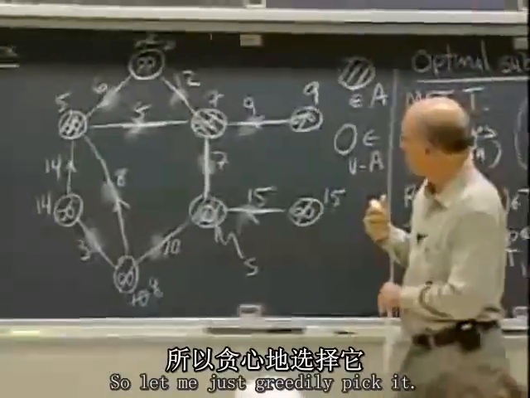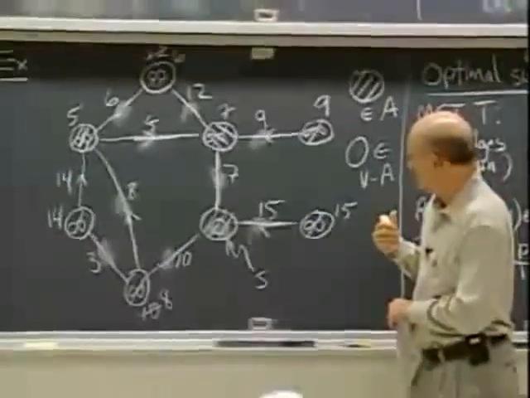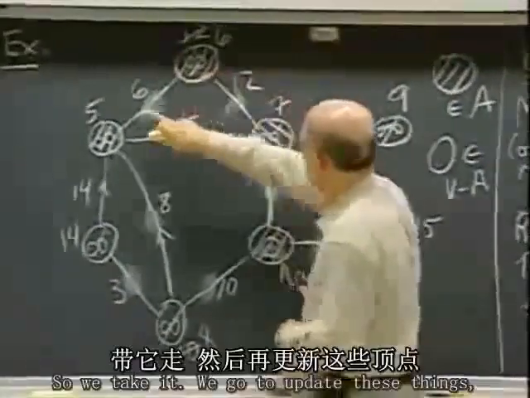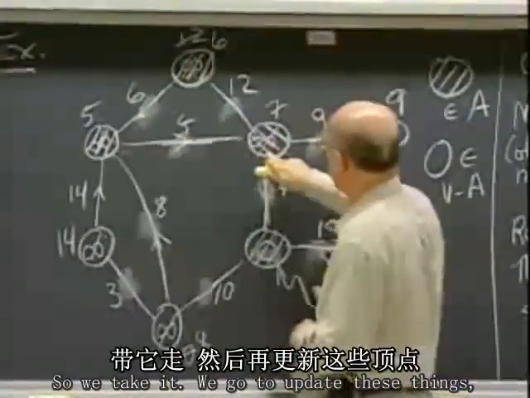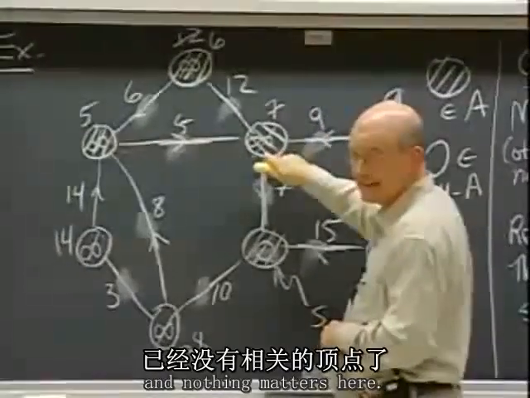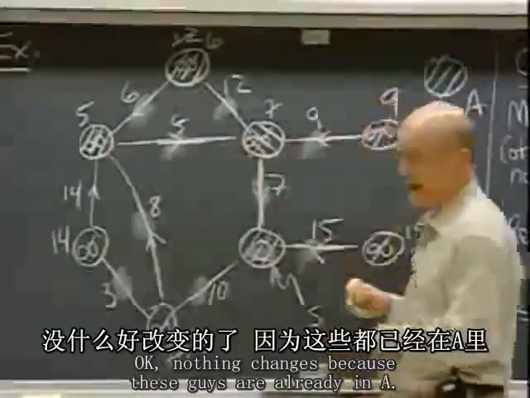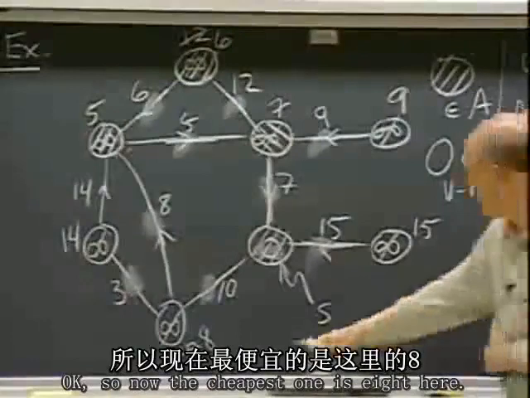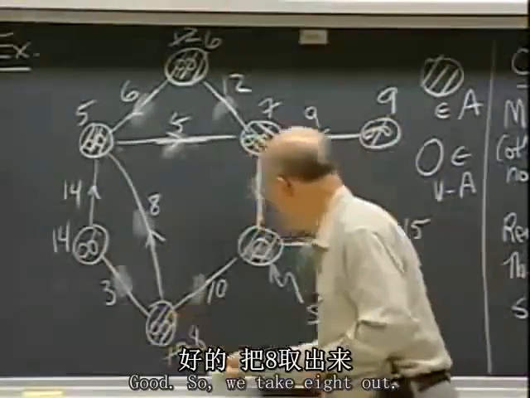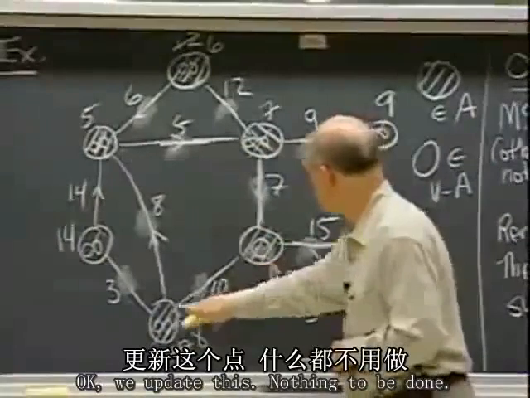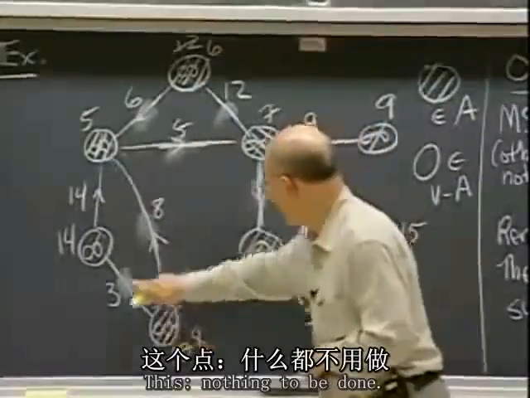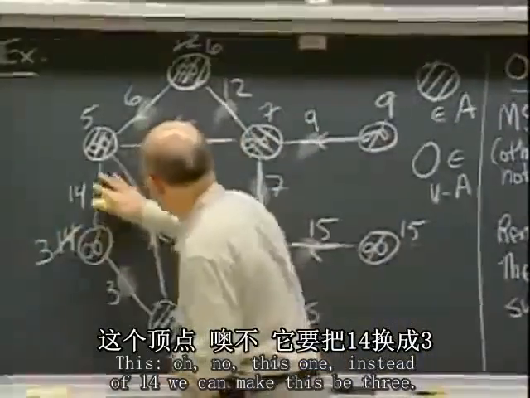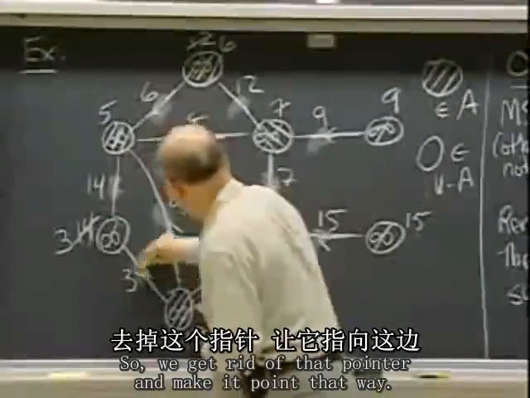So what's the cheapest thing now? This guy up here? Yeah, 6. So we take it, we go to update these things, and nothing changes because these guys are already in A. Now the cheapest one is 8 here. Good. So we take 8 out. We update this, nothing to be done. This, nothing to be done. This, nothing. Oh, no, this one, instead of 14, we can make this be 3. So we get rid of that pointer and make it point that way.